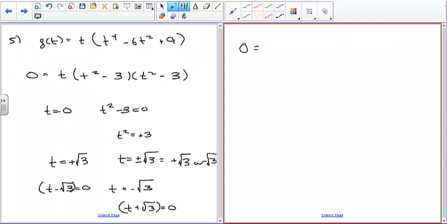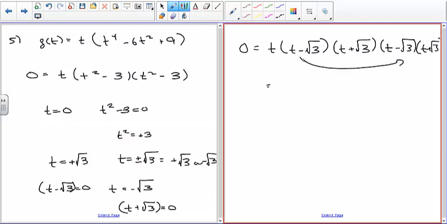So ultimately what we have is t times this factor, t minus the square root of 3, and then t plus the square root of 3. That'll give you this, and then you get it again from this second part. So you get t minus the square root of 3, t plus the square root of 3. But you can see these are the same, and these are the same. So you'd rewrite this as t times t minus the square root of 3 quantity squared, t plus the square root of 3 quantity squared.